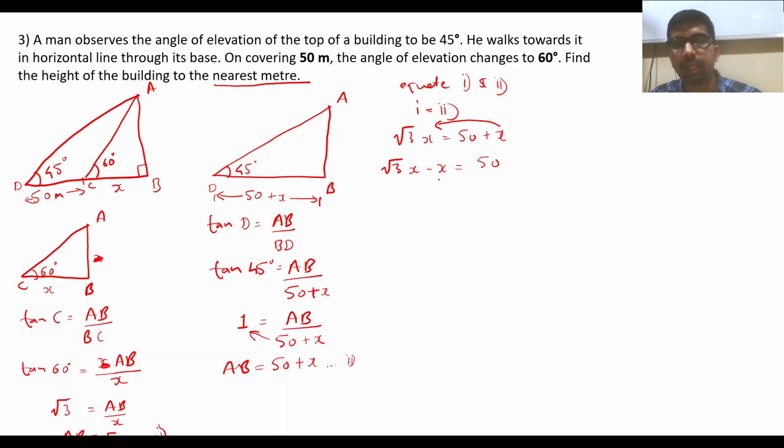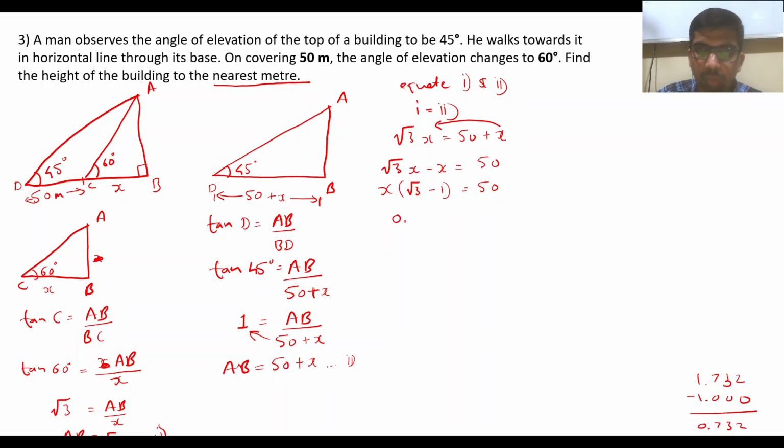So what's common over here? X is common. What's uncommon? Root 3 minus 1 is the remaining part, and it equals 50. So let's do subtraction, same as what we did last time. Root 3's value is 1.732. 1.732 minus 1.000. What will be the answer? 0.732. So it's 0.732x is 50. So what will be the value of x? X's value is how much?